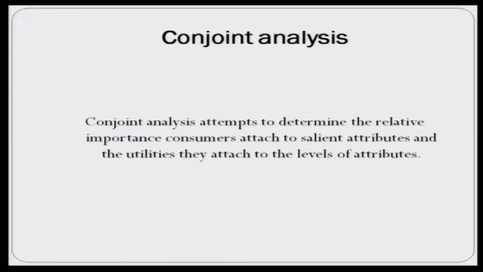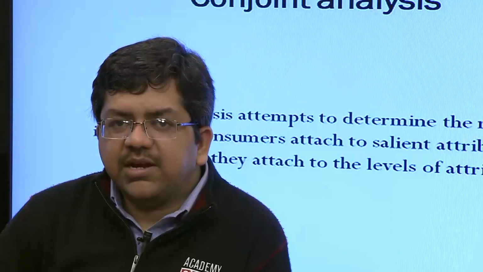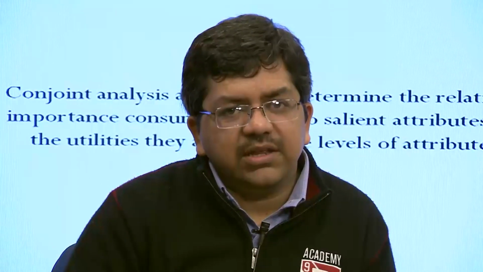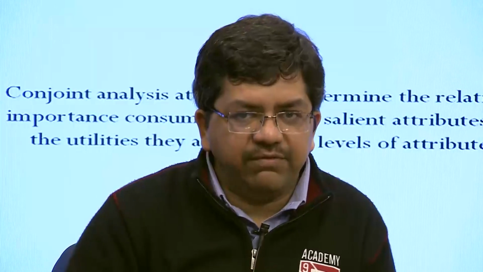Another important technique which is used in marketing research is conjoint analysis. Conjoint analysis attempts to determine the relative importance consumers attach to salient attributes and the utilities they attach to the levels of the attributes. The basic thought behind conjoint analysis is that each product is conceptualized as a bundle of benefits, and corresponding to those benefits there are different levels for each benefit.